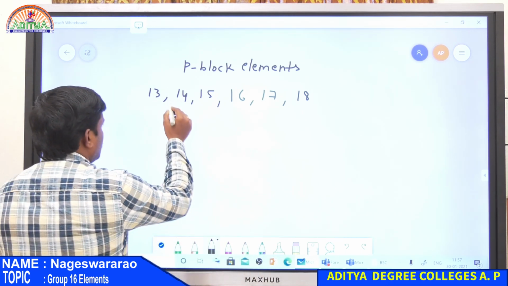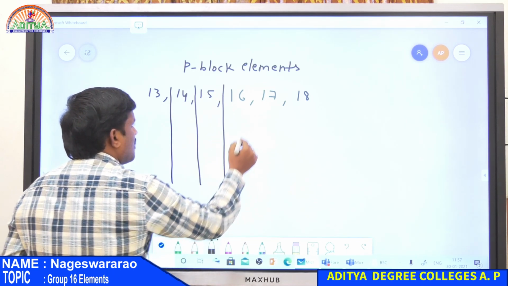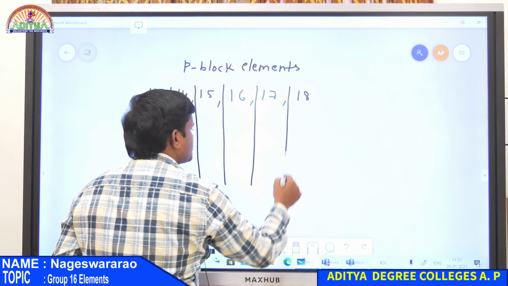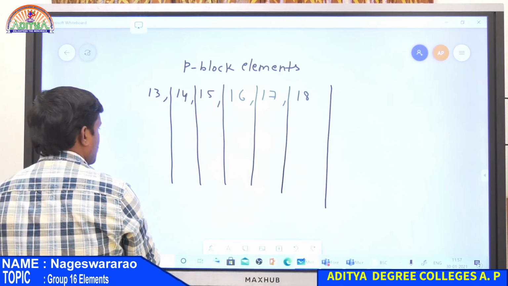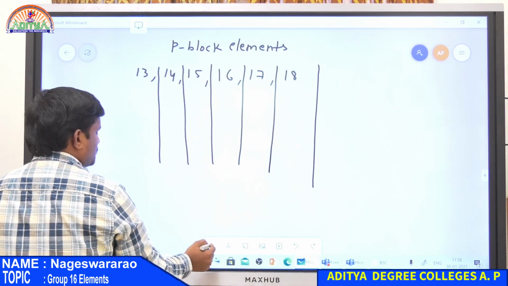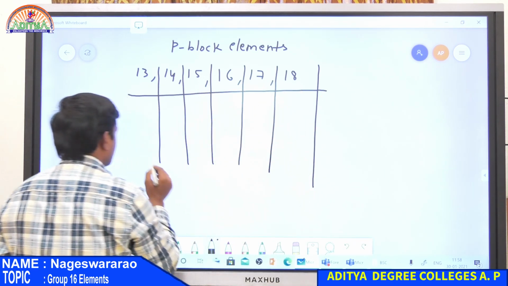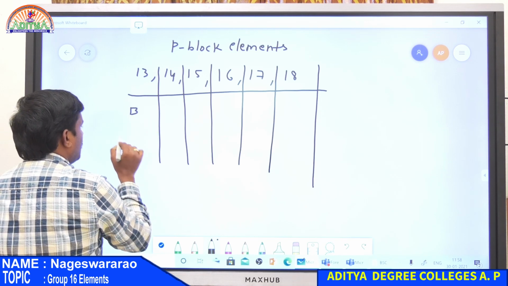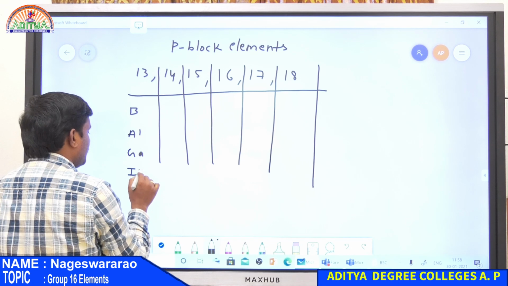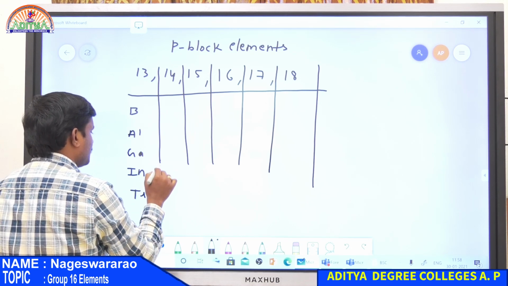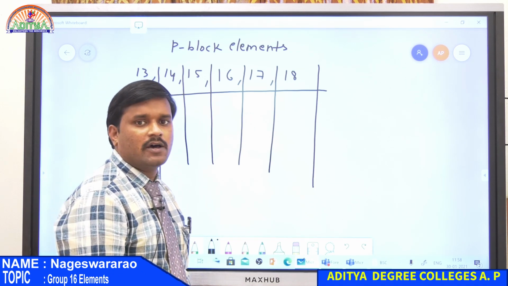So first of all, write the elements of all these groups. In the case of 13th group, what is the first element present in 13th group? First one is boron, next aluminum, gallium, indium and thallium. So these are the elements present in 13th group, that is boron family.